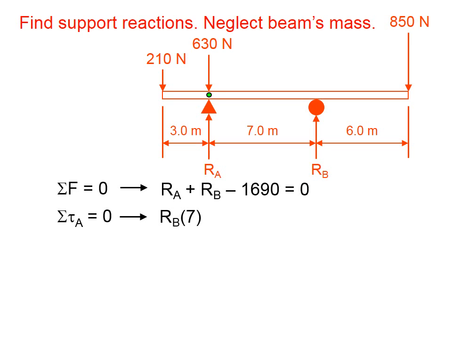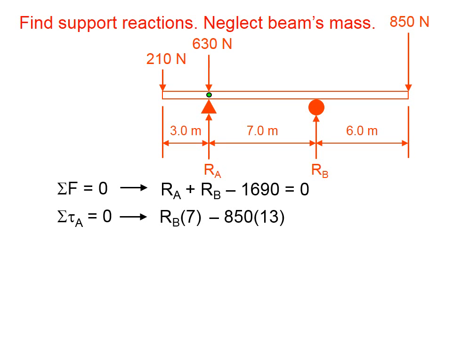RB would contribute a positive torque, RB times a lever arm of 7 in the counterclockwise direction, so that's positive. The 850 Newton force is 6 plus 7 meters away, that's 13 meters away, and can you see that if this green dot is the pivot point, this 850 Newton force would cause the beam to rotate clockwise, which is negative. So force times lever arm in the clockwise or negative sense.